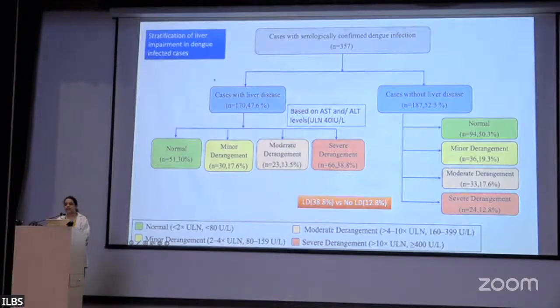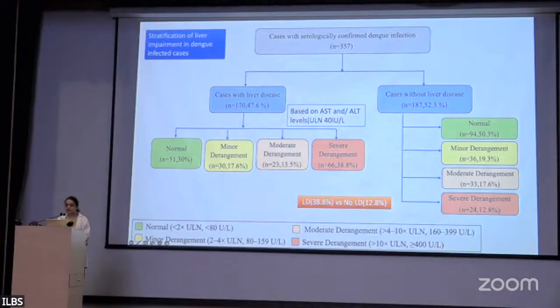This slide shows the stratification of liver impairment in dengue patients based on the AST and/or ALT levels. Liver injury was classified based on the multiples of upper limit of normal, taken as 40 IU per L, into normal, minor derangement, moderate derangement, and severe derangement. Normal was defined as less than 2 ULN. Minor derangement was defined as 2 to 4 ULN. Moderate was defined as more than 4 to 10, and severe derangement was defined as more than 10 ULN.